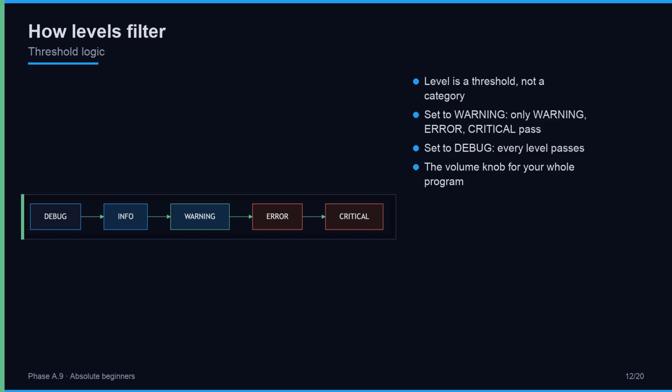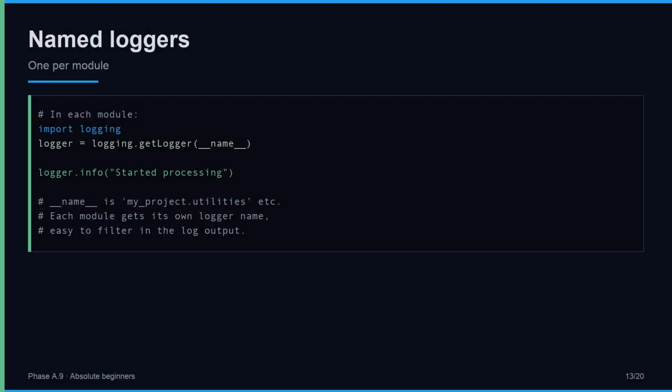The level acts like a volume knob. Lower the threshold to see more detail, raise it to see only serious problems. The same calls in your code produce different output depending on the configured level. Threshold, not category. Instead of using the root logger directly, create a named logger in each module.